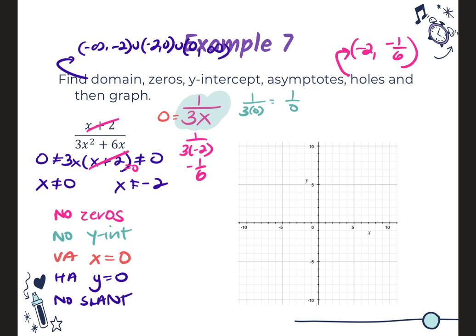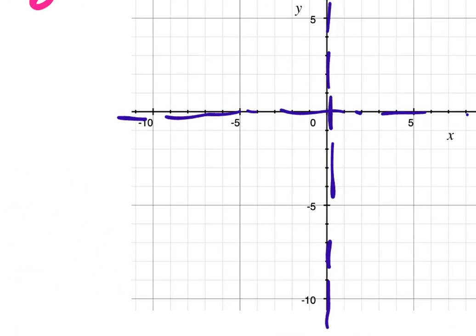So then I plot what I've got. Vertical asymptote at 0. Horizontal asymptote at 0. No x-intercepts, no y-intercepts, which means it's happening in these corners, but I don't know where. Okay, but I do know there's a hole at -2 and -1/6. So at -2 and -1/6, there's a hole, which now tells me this is in this corner.